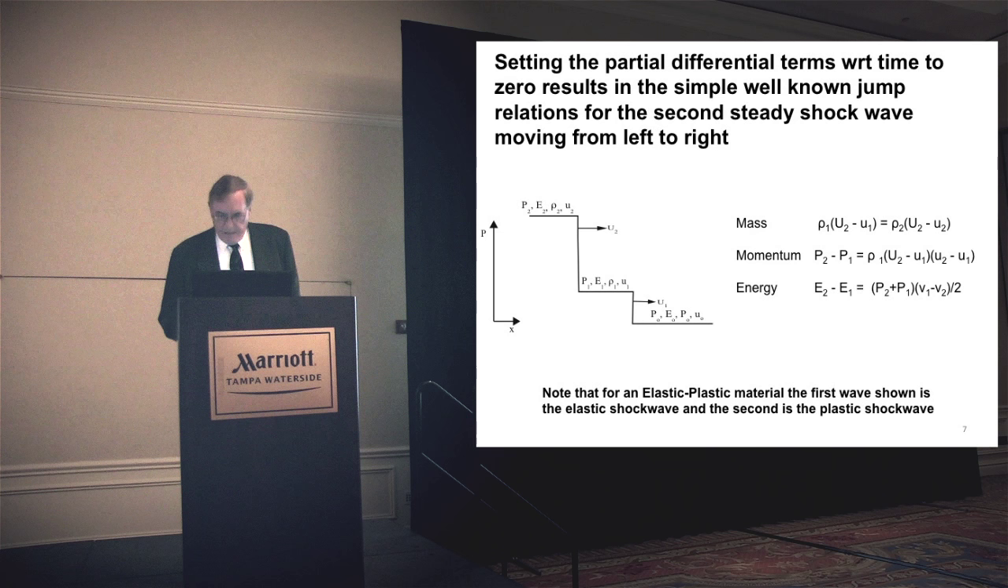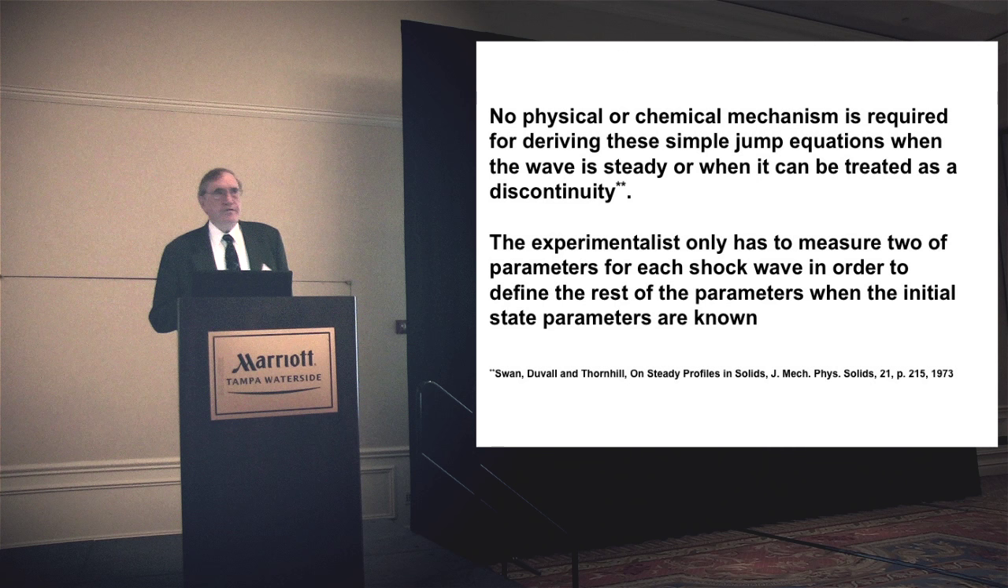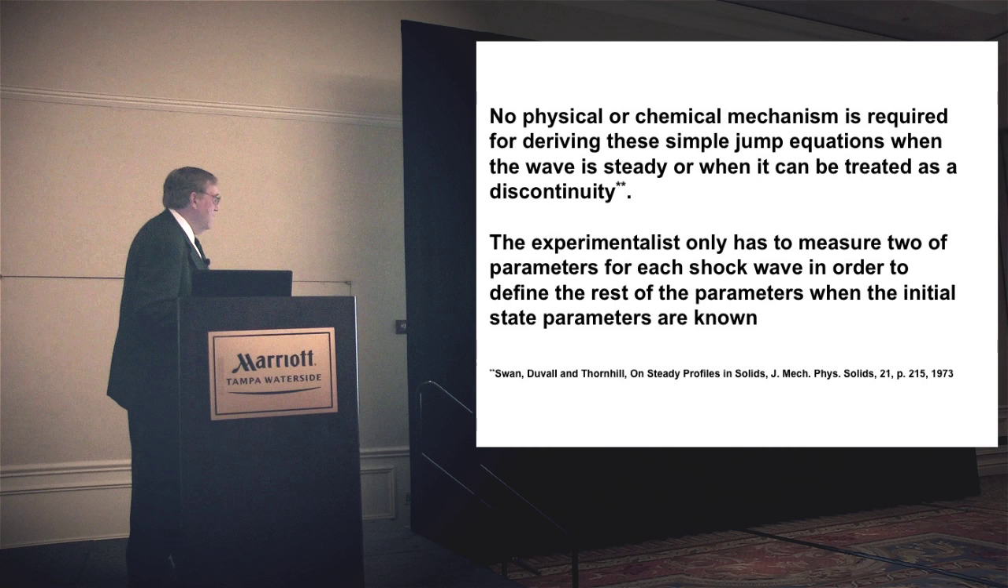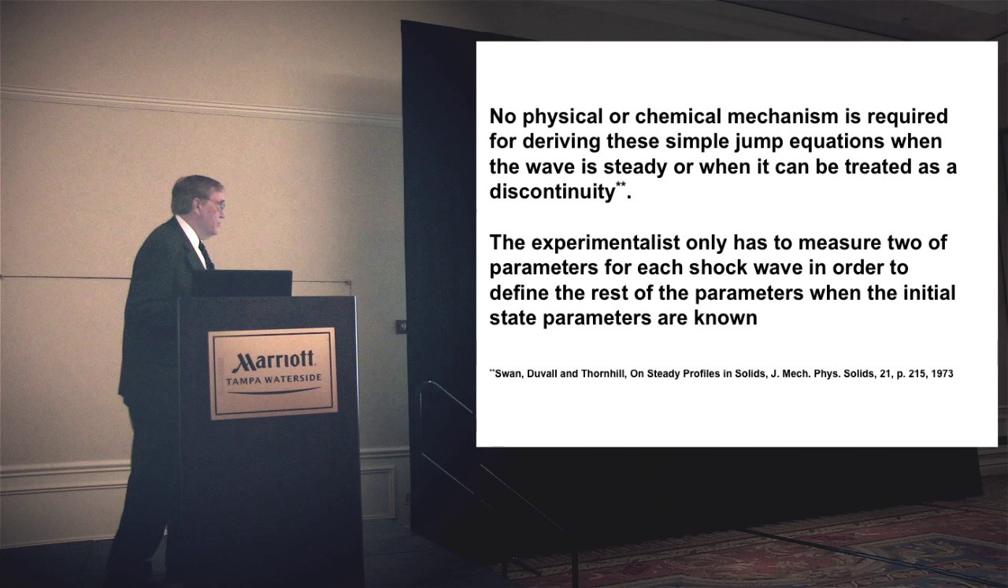Now, the strength of this is there's no physical mechanism required to derive these equations. And so they're very powerful and very useful. The experimentalist only has, as I said, to measure two of the parameters. It's usually shock velocity and particle velocity or free surface velocity or some other parameter. And if you have a pressure gauge these days, then it could be pressure. So one of the two, shock velocity is always the easiest, so you always measure that. Then you choose the second parameter.